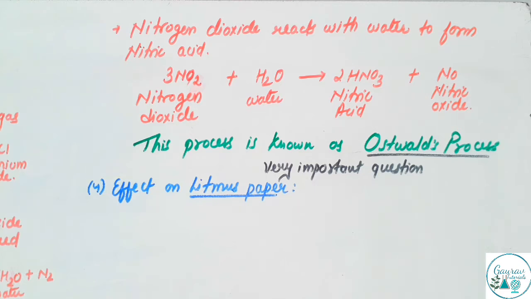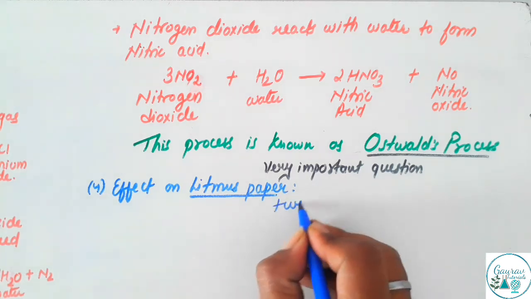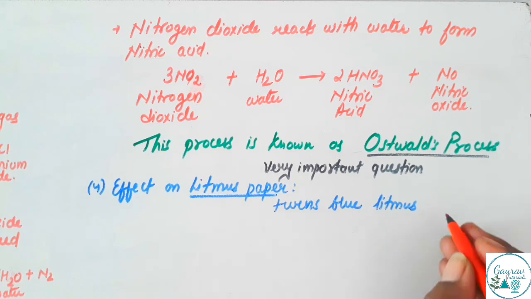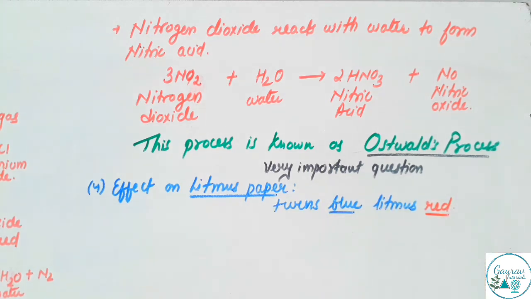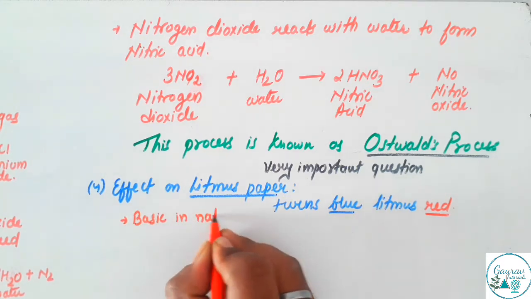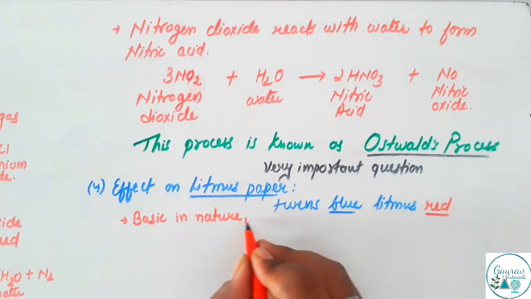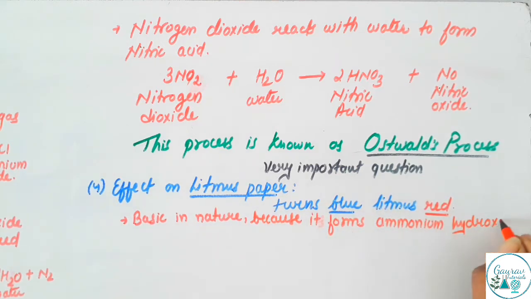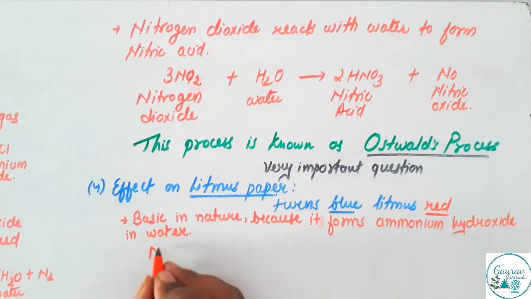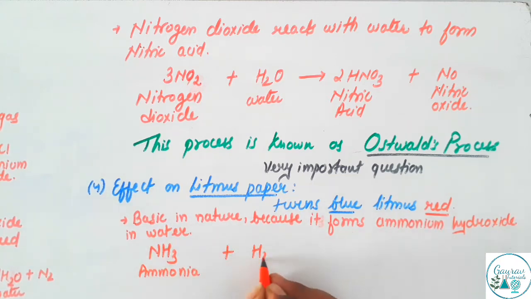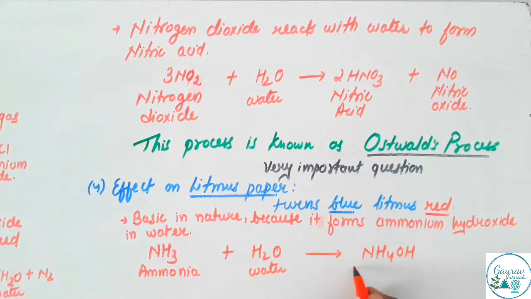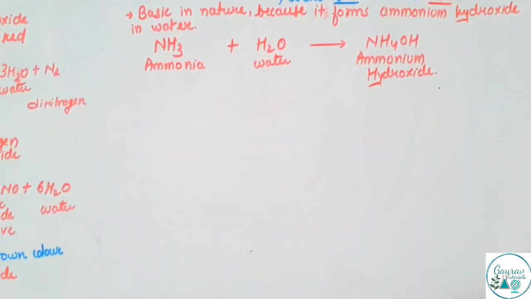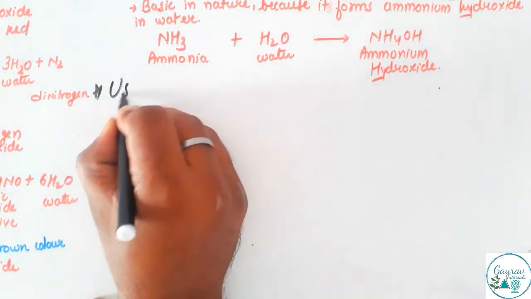The fourth property is the effect on litmus paper. That means it would turn red litmus paper into blue litmus paper, which means ammonia would act as a base. Basic in nature is the property of ammonia, because it forms ammonium hydroxide in water. The reaction can be written as: when ammonia NH3 is dipped in water, it forms NH4OH. Now since there is this OH in it, I'm going to call this ammonium hydroxide a base.